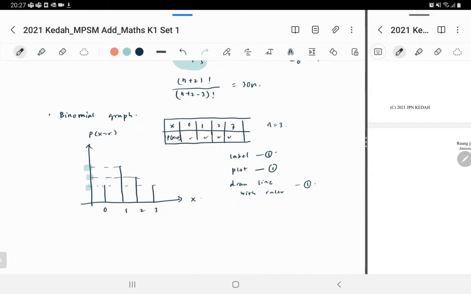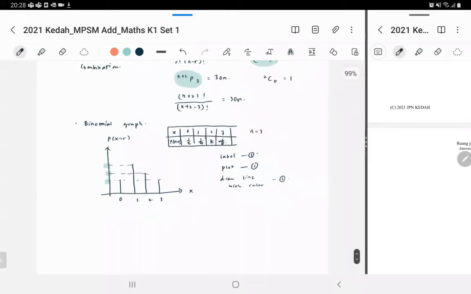Or normally, you will have the binomial graph. The question will ask you to find some of the value. For example, like if this one is 1 over 2, and then you got 1 over 4, and then this is k value, this is 1 over 8, for example. The question might ask you to find the value of k. Something like this. Okay. And then, okay, this is basically paper 1 bahagian A.